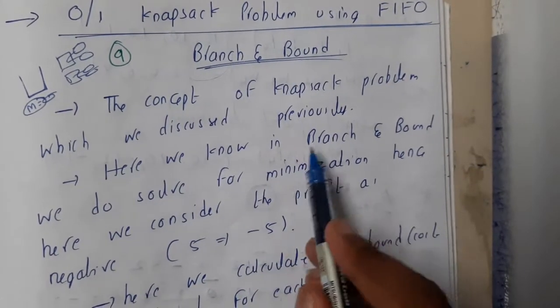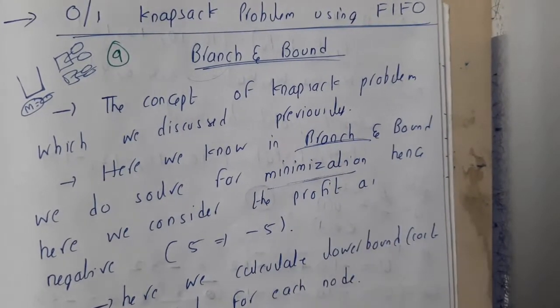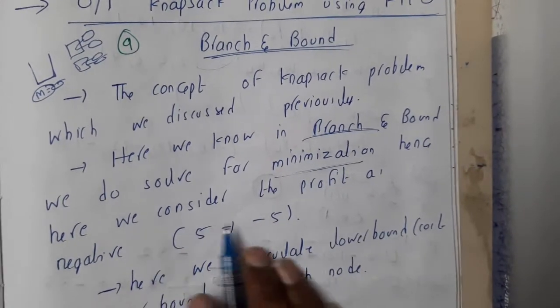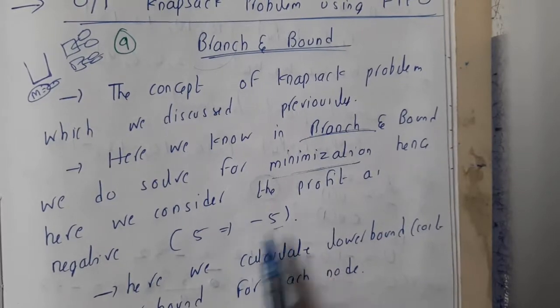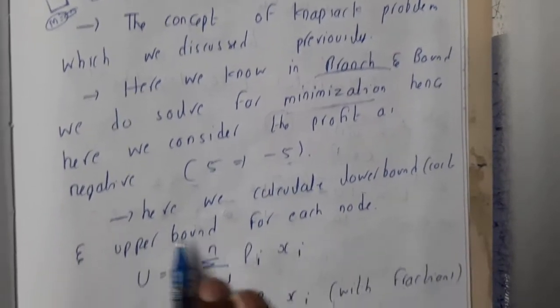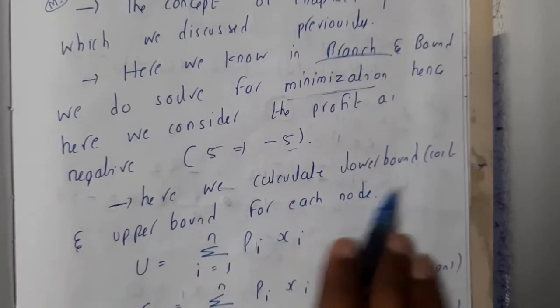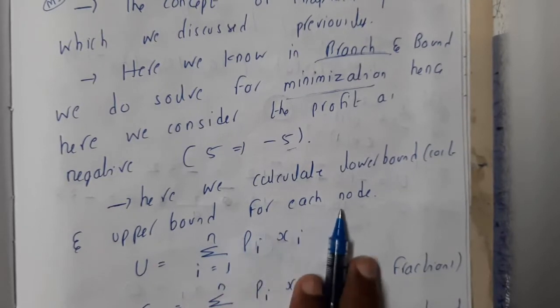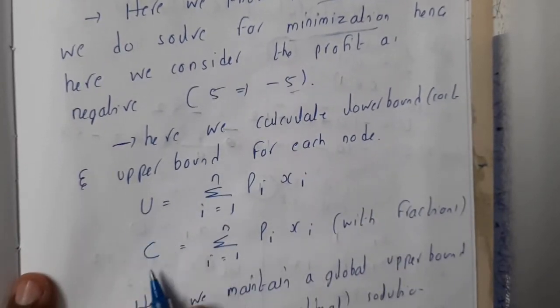Here we know in branch and bound we solve minimization problems. This is also an important point: in branch and bound you always solve minimization problems. Hence, to make it a minimization, we convert the positive profits into negative profits; 5 will be converted to minus 5. So here we calculate the lower bound, that is nothing but cost, and the upper bound for each node.